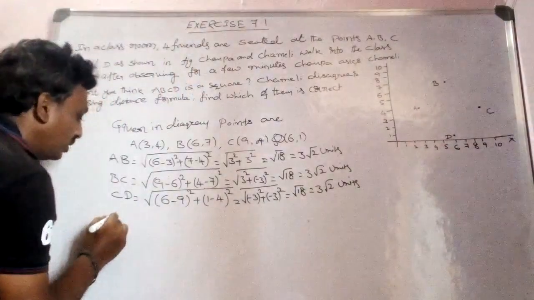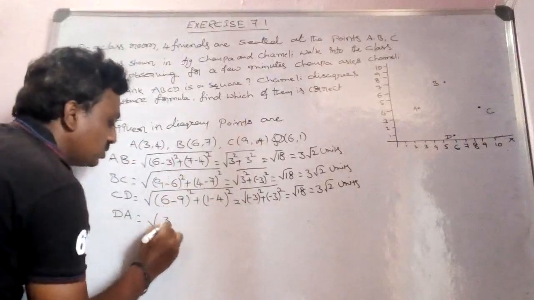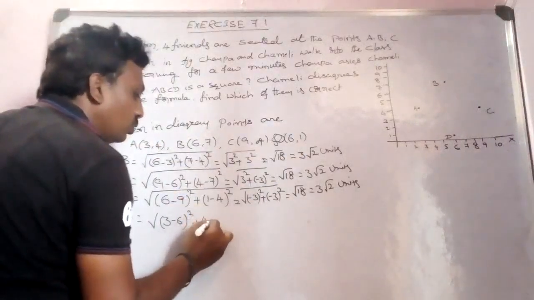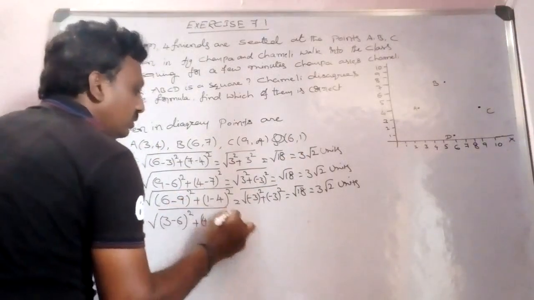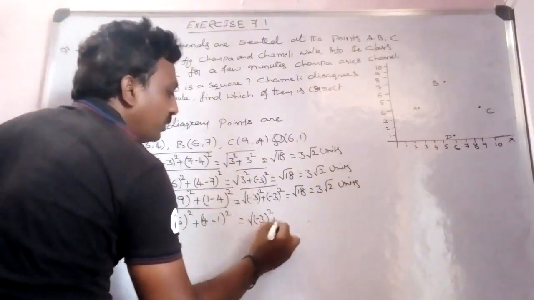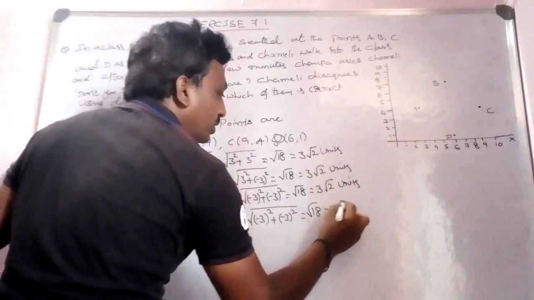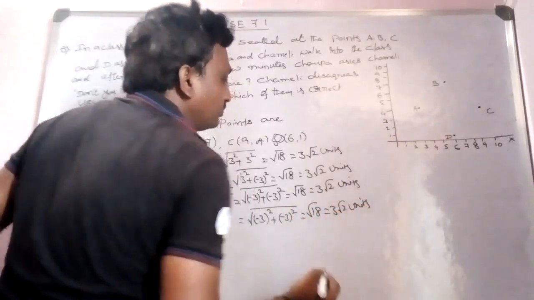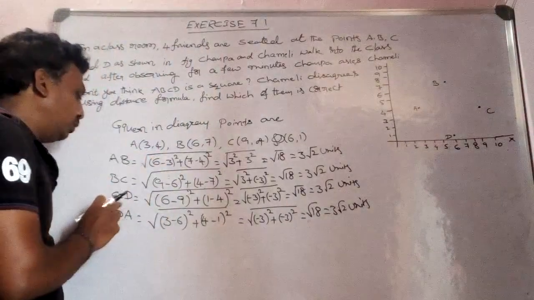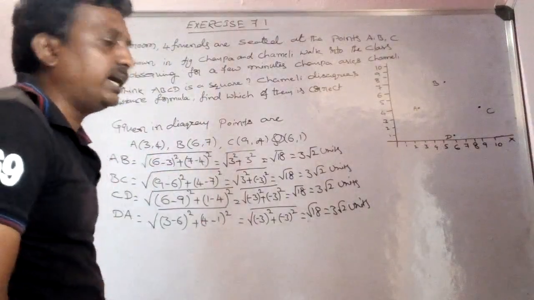DA equals square root of 3 minus 6 whole square plus 4 minus 1 whole square. That equals square root of minus 3 whole square plus 3 whole square. That equals root 18, that is 3 root 2 units. Now you observe this. AB equals BC equals CD equals DA. Four sides are equal.